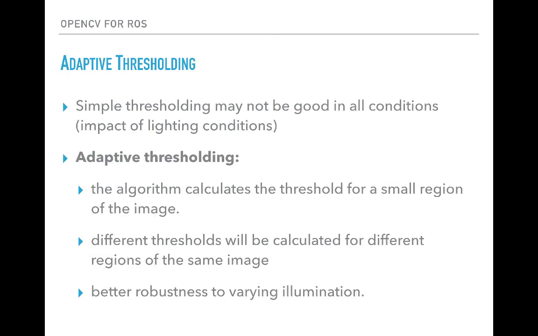Simple thresholding is pretty simple, but it may not be good in all conditions, especially if the image has different lighting conditions. A better approach would be to use adaptive thresholding, and here the algorithm calculates the threshold for a small region of the image, and then different thresholds will be calculated for different regions on the same image, and thus this approach will have a better robustness to varying lighting conditions.